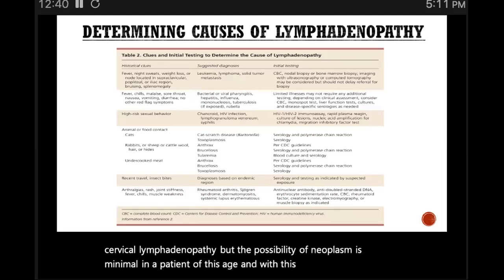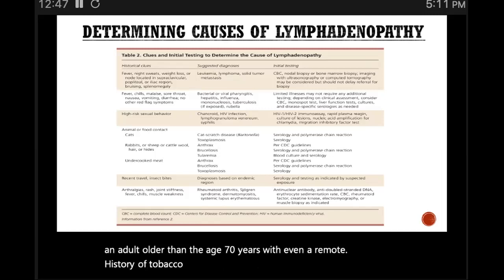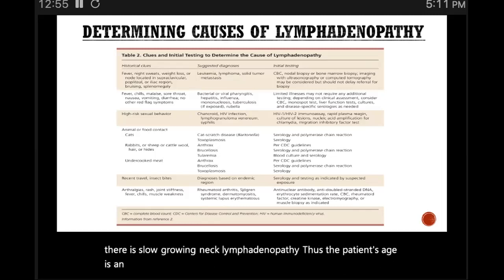history. Nonetheless, an adult older than age 70 years with even a remote history of tobacco use is likely to be diagnosed with lymphoma if there is slow-growing neck lymphadenopathy. Thus, the patient's age is an important consideration in the differential diagnosis of neck lymphadenopathy.